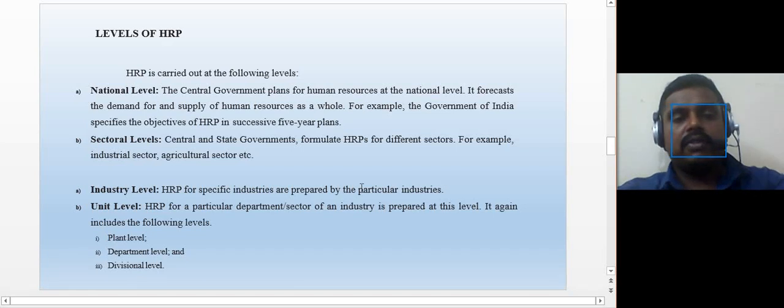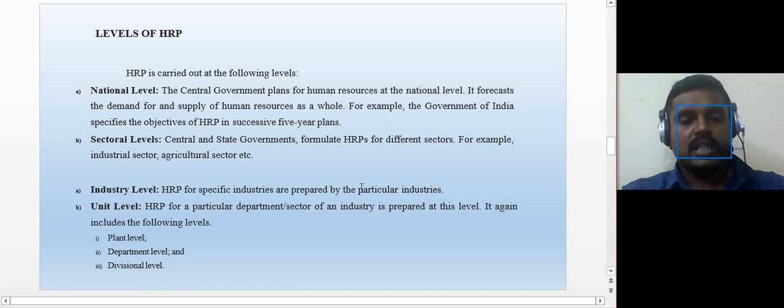And the levels of human resource planning. Human resource planning is carried out at the following levels: national level, sector level, industry level, and last, unit level. At the national level, the central government plans for human resources. It forecasts the demand and supply of human resources as a whole. For example, the Government of India specifies the objectives of HRP in successive five-year plans.